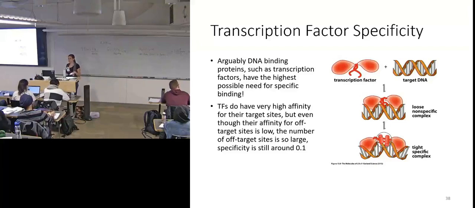In reality, while transcription factors do have a very high affinity for their target sites, and also very low affinity for off-target stuff, there are so many off-target sites, and we're summing up that bottom piece of our specificity calculation, that in fact specificity is still around 0.1, just because there are so many off-targets.